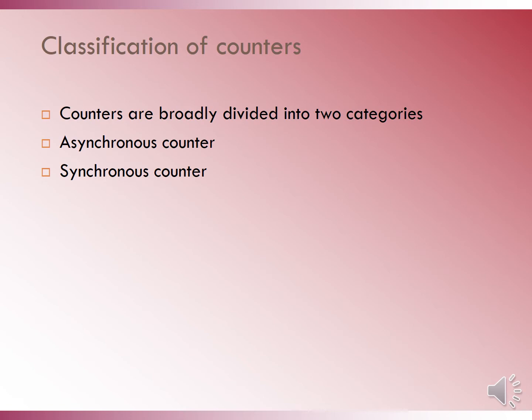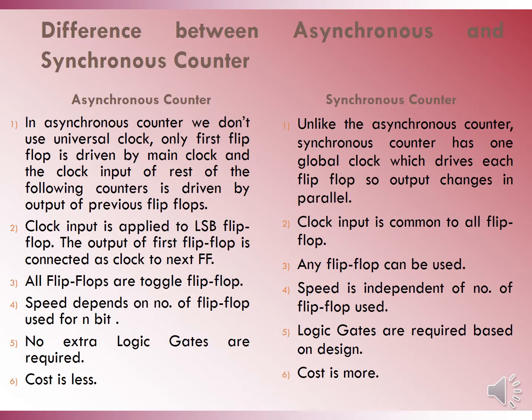Classification of counters is basically as asynchronous and synchronous counters. Let's see what are asynchronous and synchronous and find out the differences between the two. So in asynchronous counter, we apply the clock signal only to the first flip-flop. The output of the first flip-flop goes as clock to the second stage. The output of the second stage goes as clock to the next, and so on. Whereas in synchronous counter, there is a single global clock which drives all the flip-flop stages. Because of this, the output changes in parallel in case of a synchronous counter.